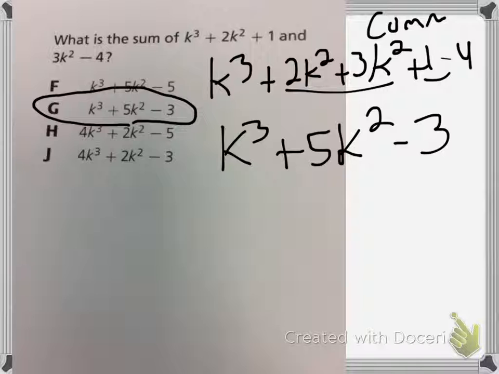Next station, all I'm going to do is combine like terms. Notice that I rearrange my order with the commutative property. 2k squared plus 3k squared is 5k squared. 1 minus 4 is negative 3 because I have more negatives than I do positives.